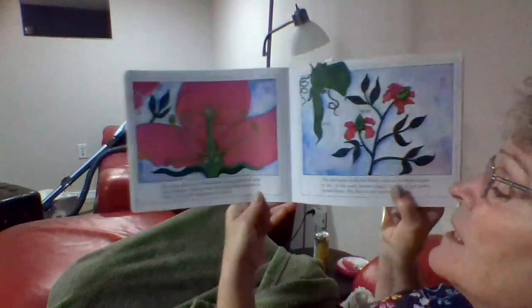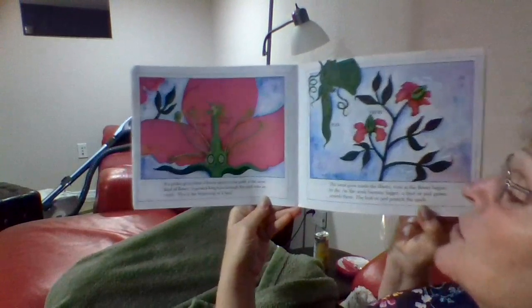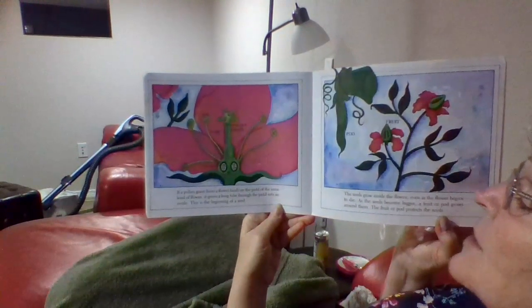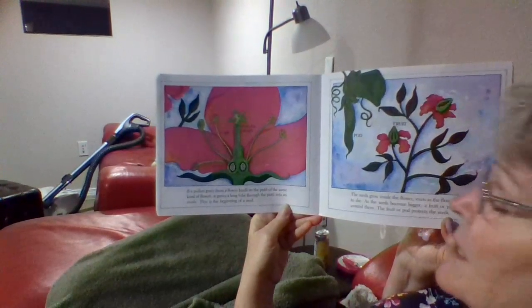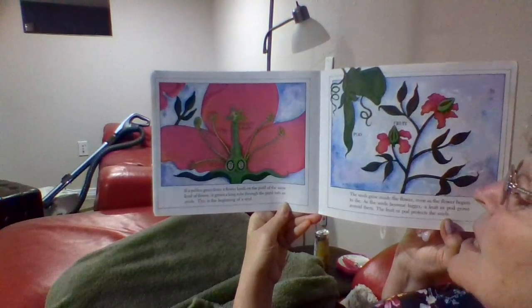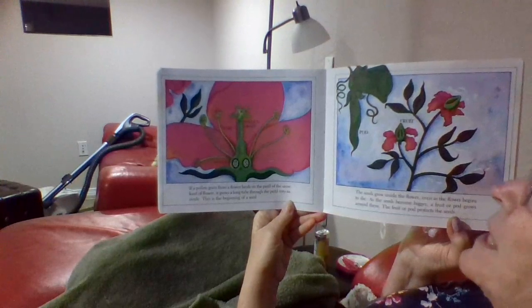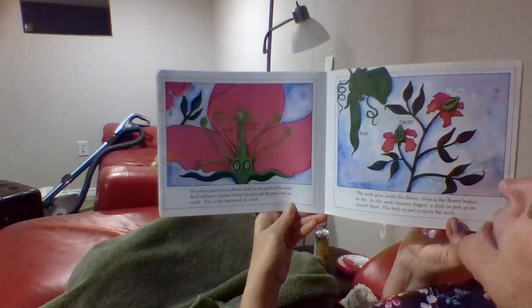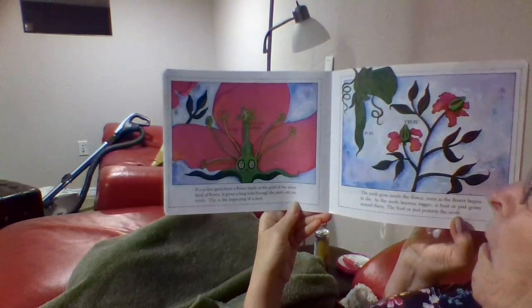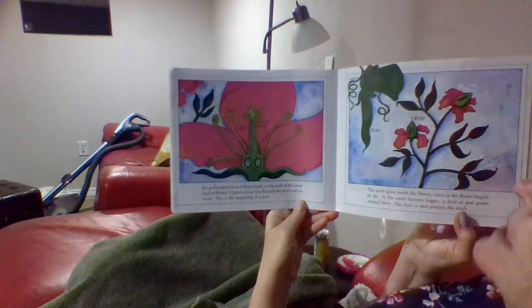If a pollen grain from a flower lands on the pistil of the same kind of flower, it grows a long tube through the pistil into the ovule. This is the beginning of a seed. Oh, I didn't know that. Well, you learn something every day.